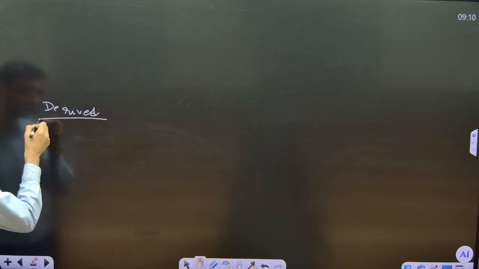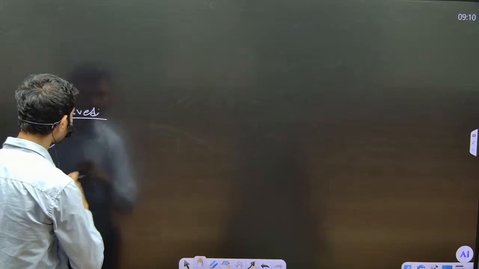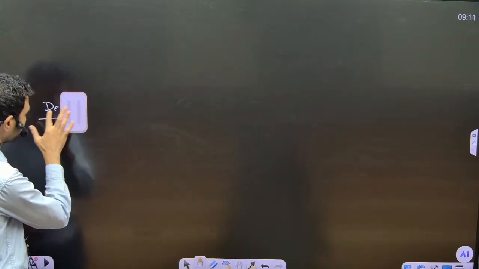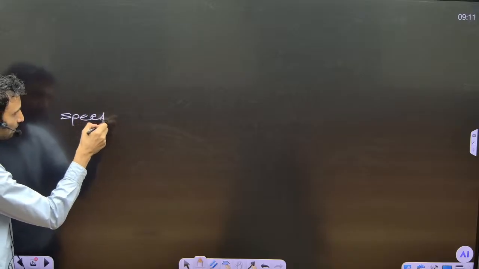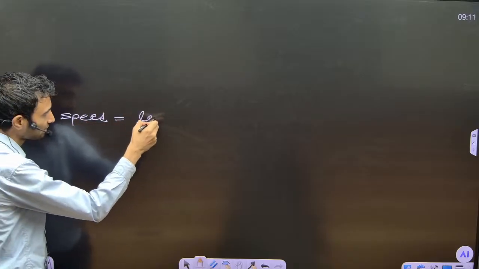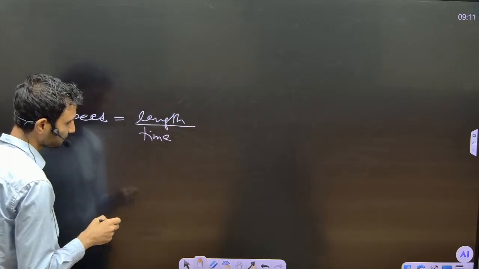Derived, right? Or let me not tell you what is derived and what is not. You can make it out yourself. You see, let's say speed. Speed is basically length upon time, right?